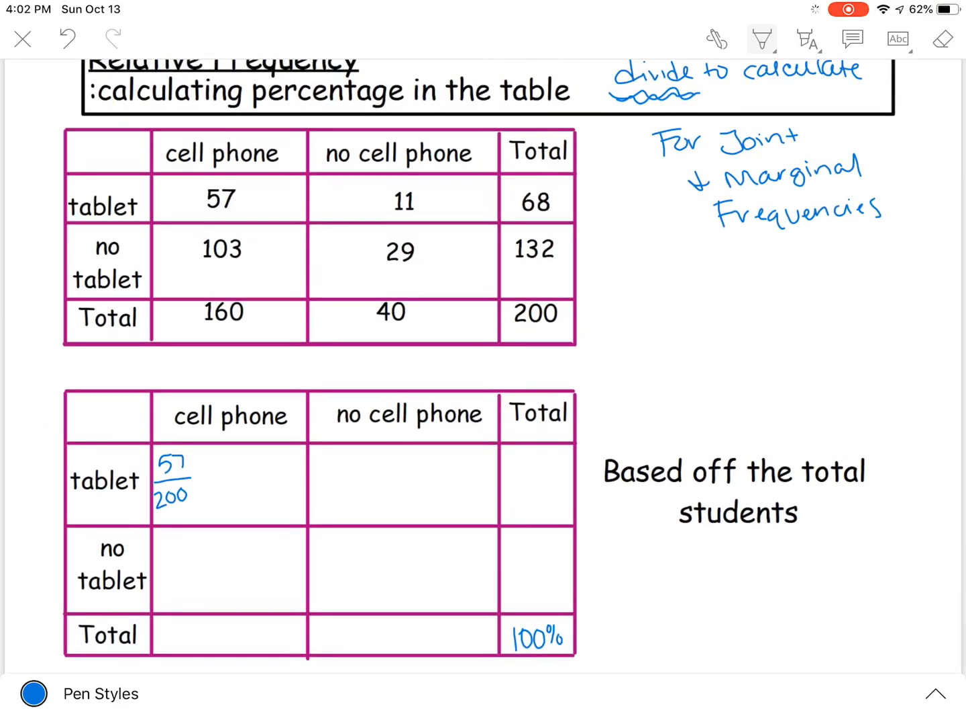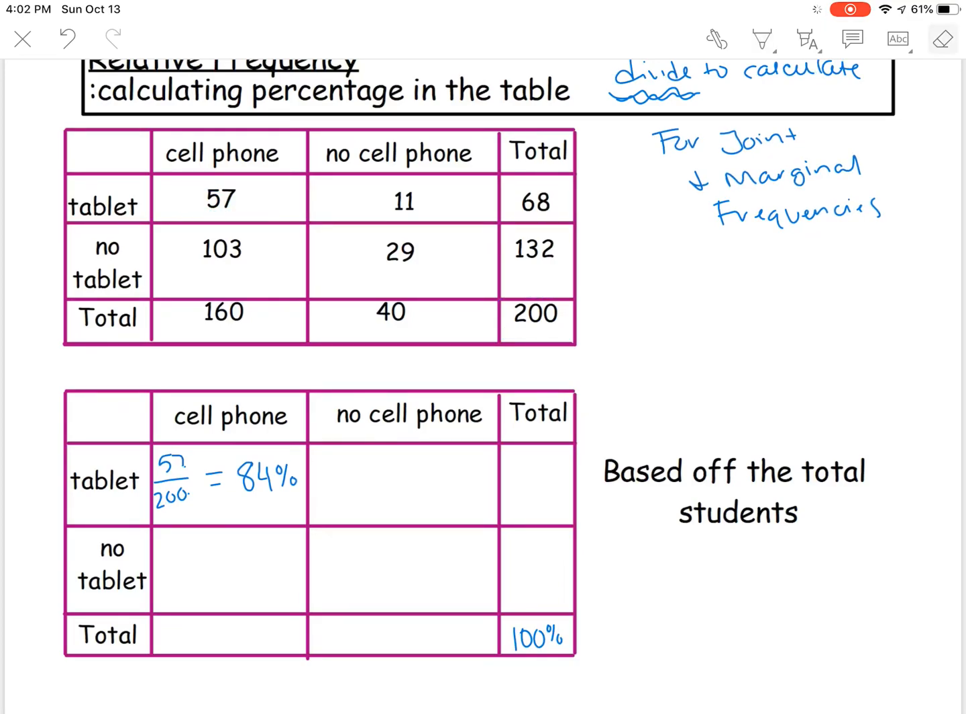So if we are looking at finding the relative frequency or the joint frequency for the number of students who have a tablet and a cell phone, we're going to take 57, the number of students who had a tablet and a cell phone, and divide it by 200, the total number of students. So 57 divided by 200 gives us 0.84, which is 84%. So 84% of students have a cell phone and a tablet.